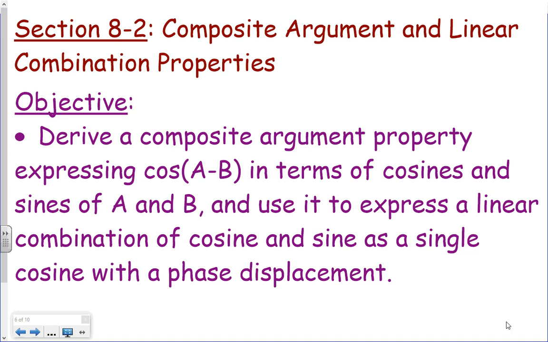this lecture. The objective is to derive a composite argument property expressing the cosine of A minus B, the quantity A minus B, in terms of cosines and sines of just A and B. And then we want to be able to use it to express a linear combination of cosine and sine as a single cosine with a phase displacement. So we've tackled the second half of this objective already. We're going to deal with the first half now.